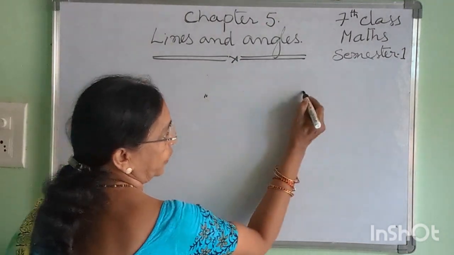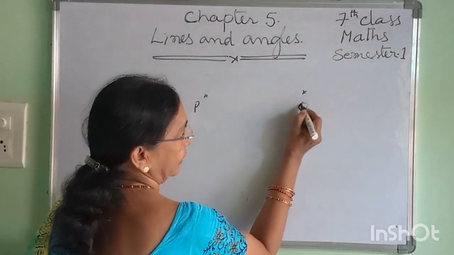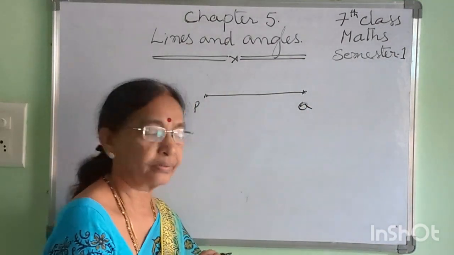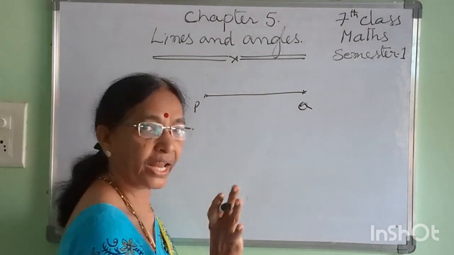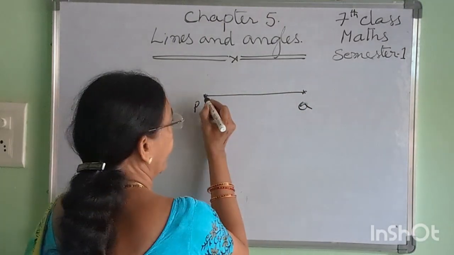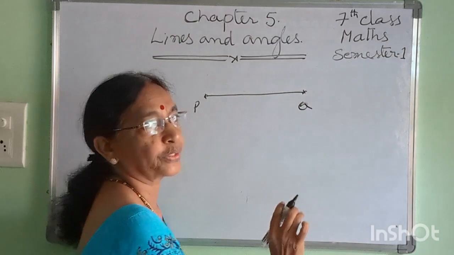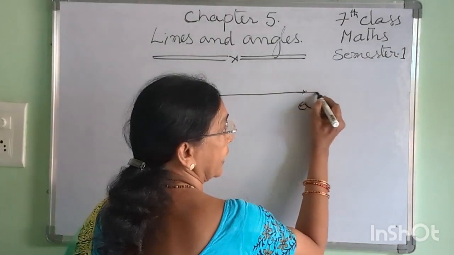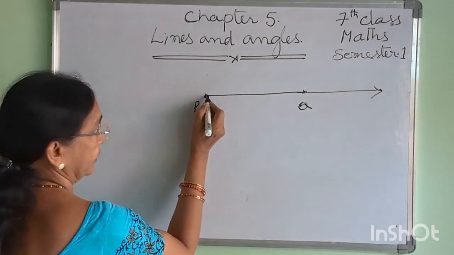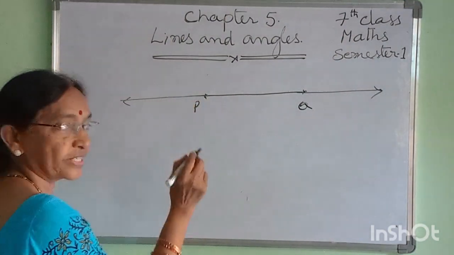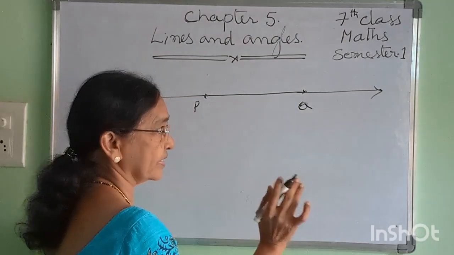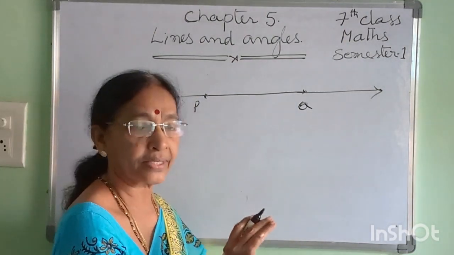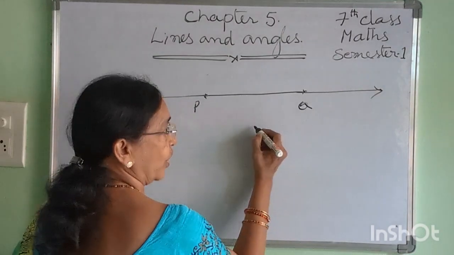Let P and Q be two points. If you join these two points, you get a line segment, and the endpoints are P and Q. It has a definite length. If we extend this line segment endlessly on both sides, it has no endpoints and its length is infinity, and this is called a line.